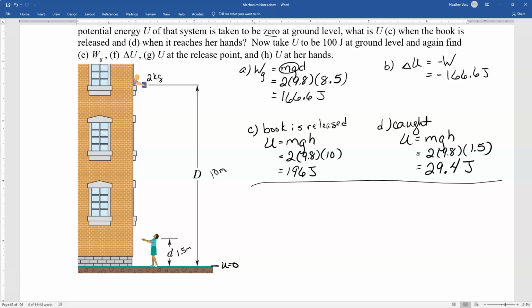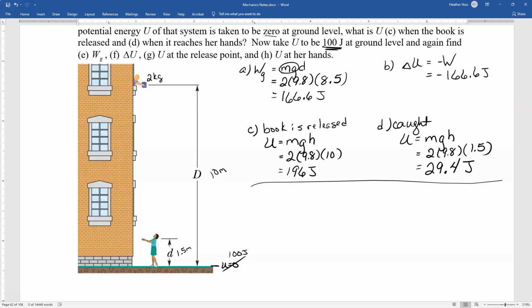Now we're saying, okay, hold on. Instead of letting U be 0 at ground level, we're going to let this be 100 joules at ground level. So we're going to let this ground level spot be 100 joules. So what does that mean for the potential energy up here? What does that mean for work? What does that mean for delta U?